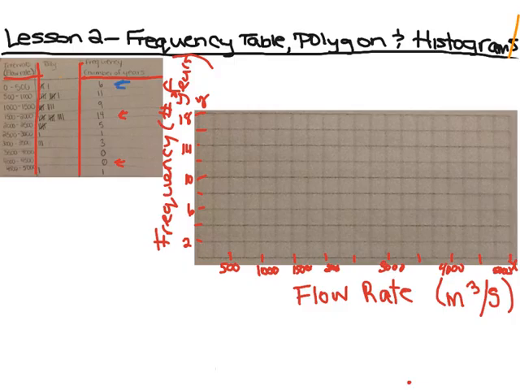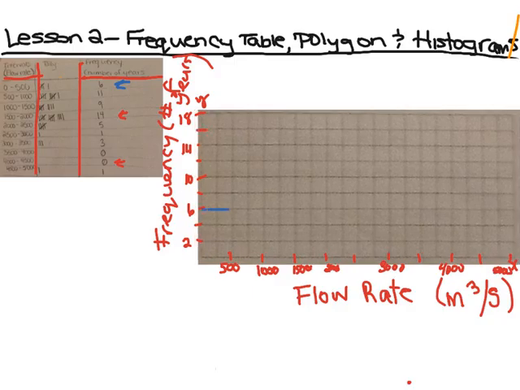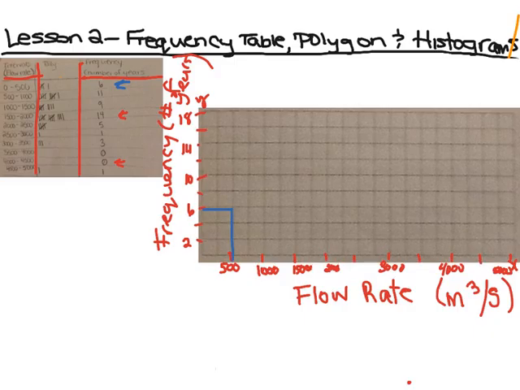So you're going to use your ruler and draw a straight line from 0 to 500 and down. Oops. Oh my goodness, this is hard. That is your first bar.